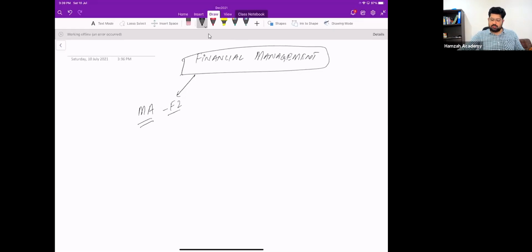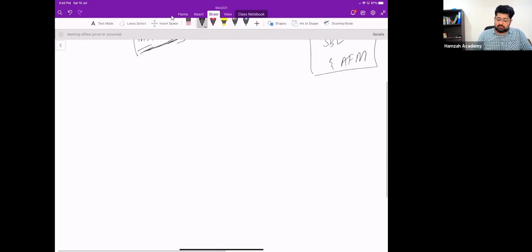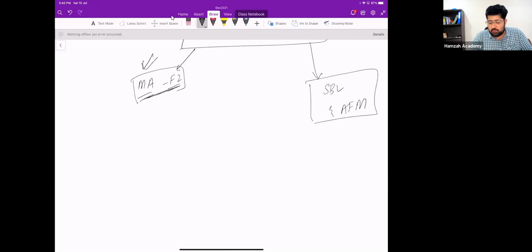Now, financial management is based on the F2 paper, it utilizes some of that knowledge. And next, it has linkage with the SBL and AFM papers of ACCA. It has a connection with those. But you should not worry if you have forgotten what you have studied over there. We will be discussing everything from scratch over here.